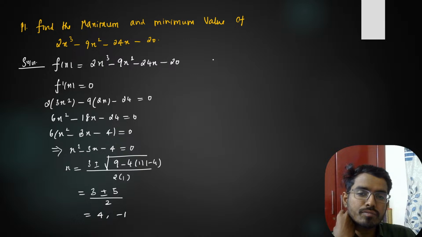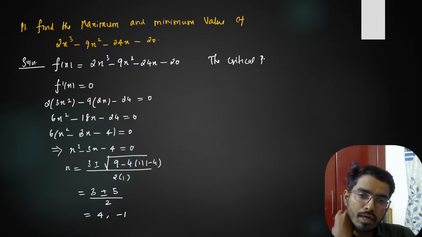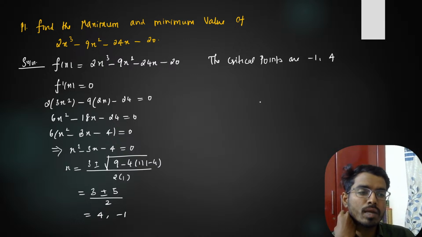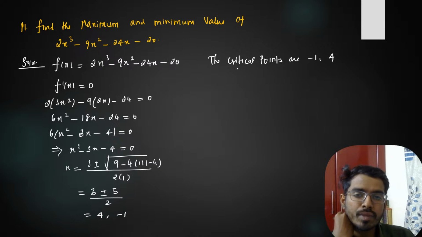So that means critical points are minus 1 and 4. These are the 2 points where our slope is equal to 0. So either maxima or minima occurs only at these points, right? Now we have to say which is maximum, which we don't know.